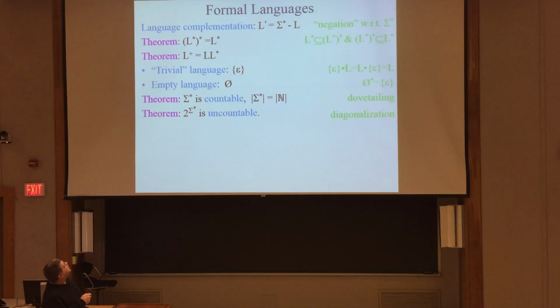We proved the theorem that sigma star is countable. The way we prove that is in one word, dovetailing. Using diagonalization, we could show that 2 to the sigma star, the power set of sigma star, the set of the languages, is uncountable. And we went through the arguments for that.